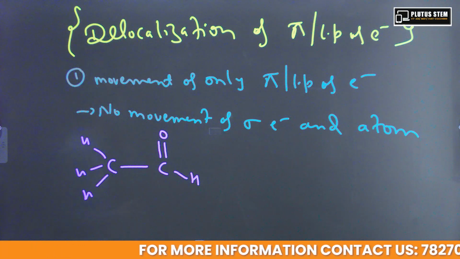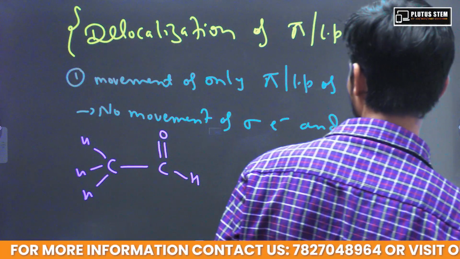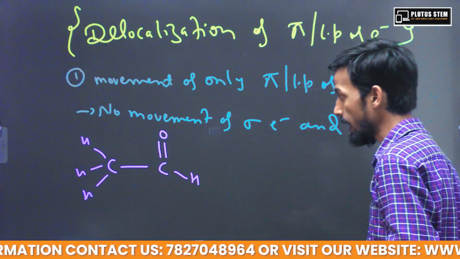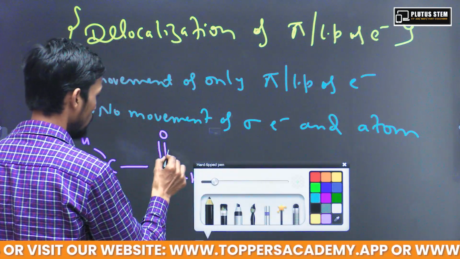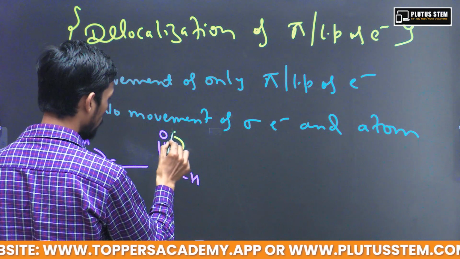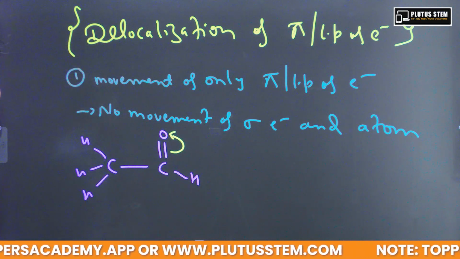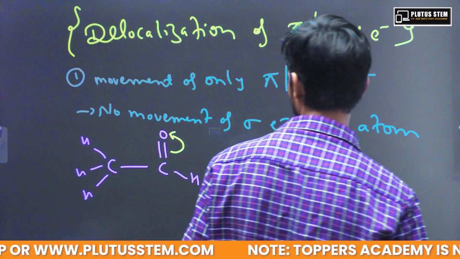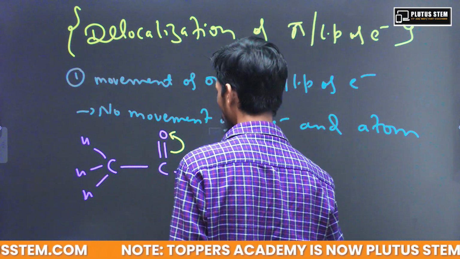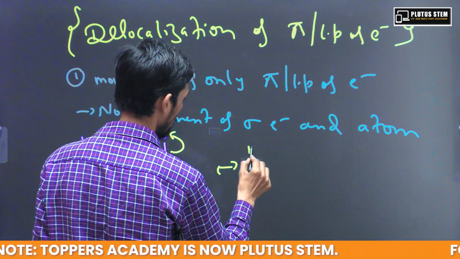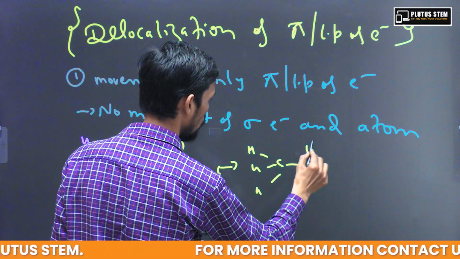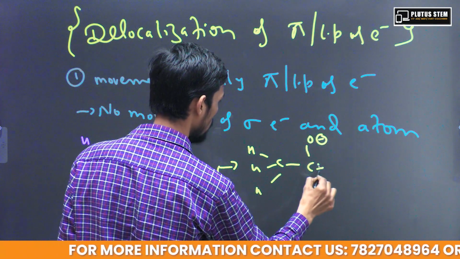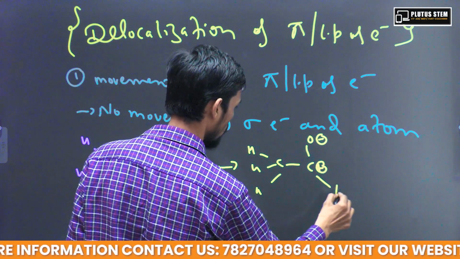This is an ethanol compound, and if you see in this compound, there is movement of pi electron like this, and movement of pi electron like this. So then you can say that over here we have H, C, O negative and C positive charge.